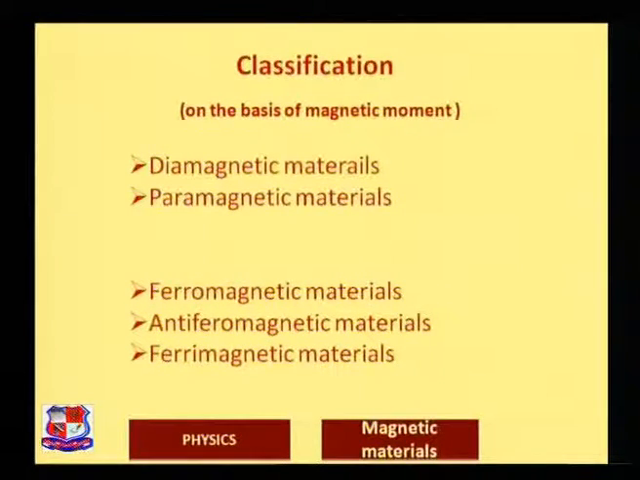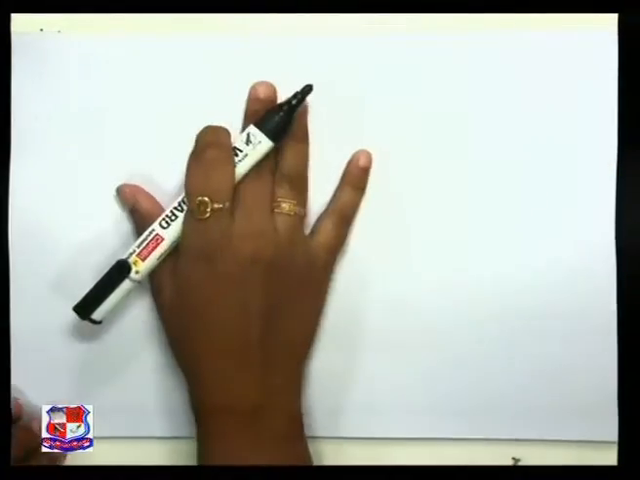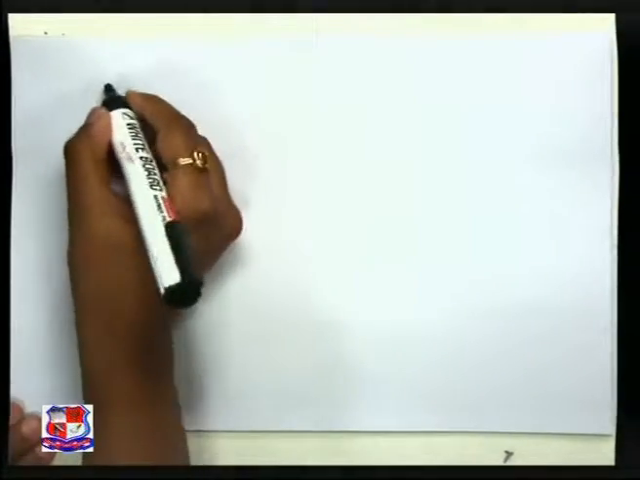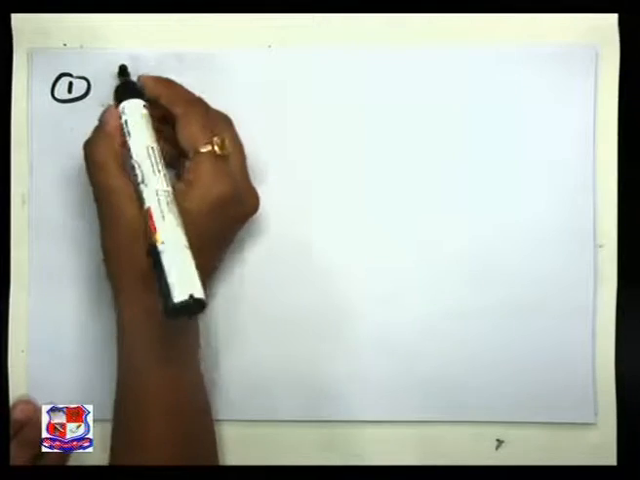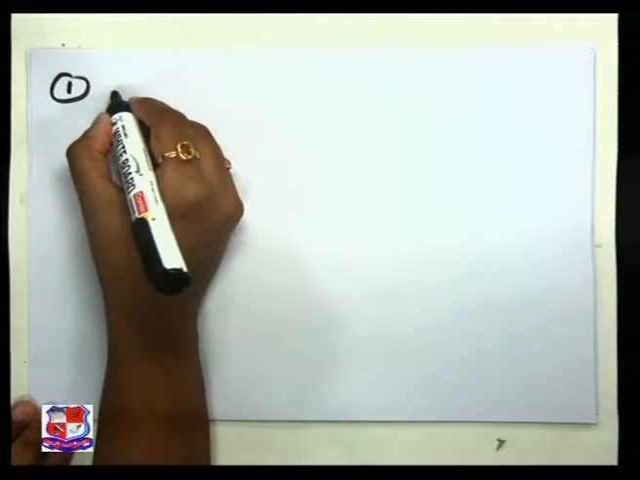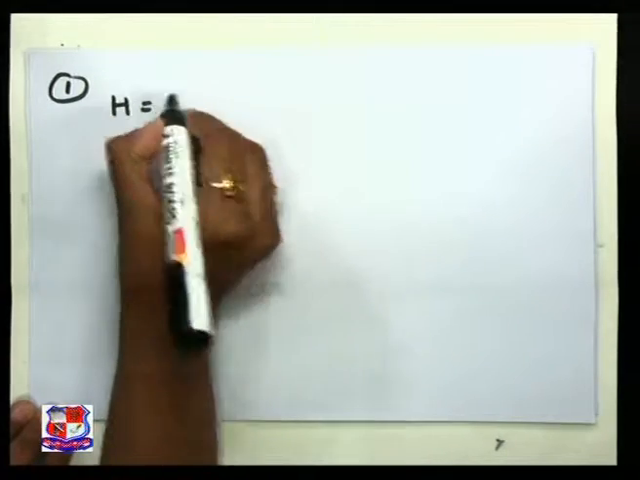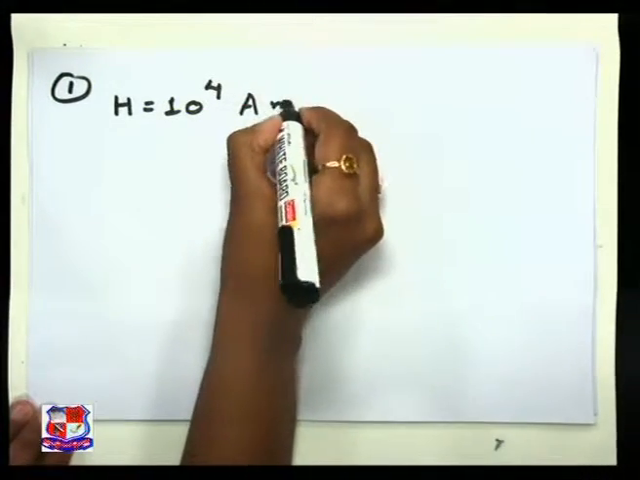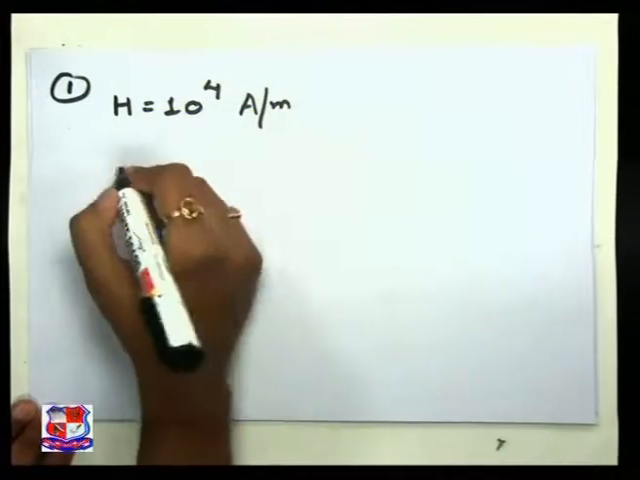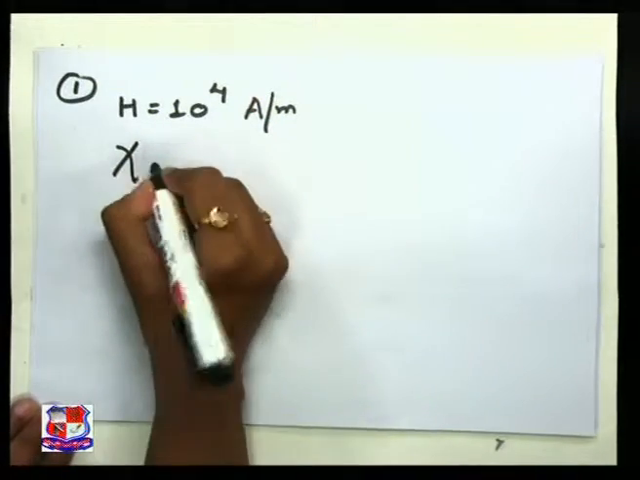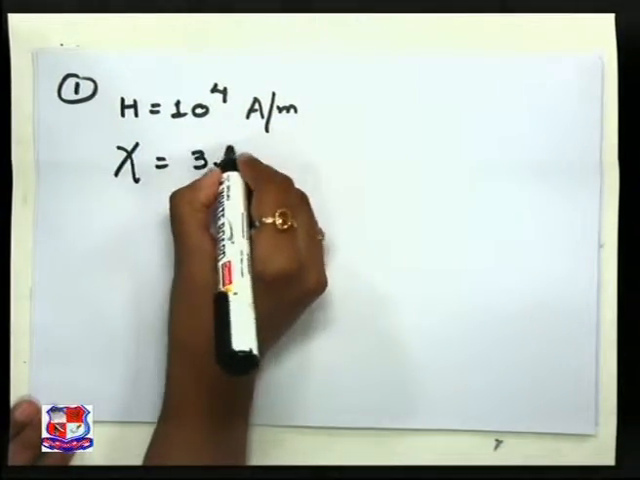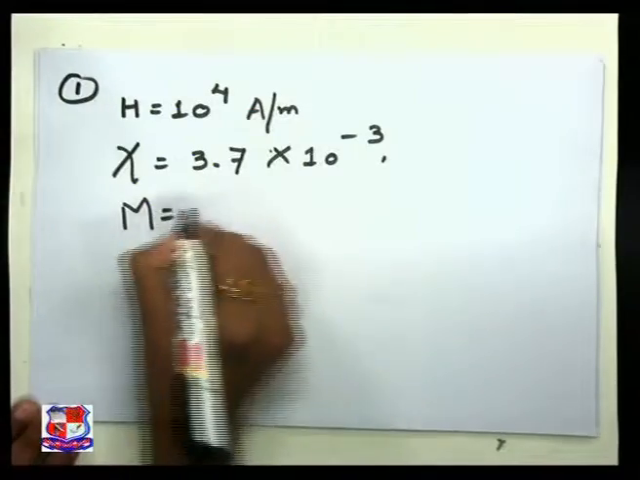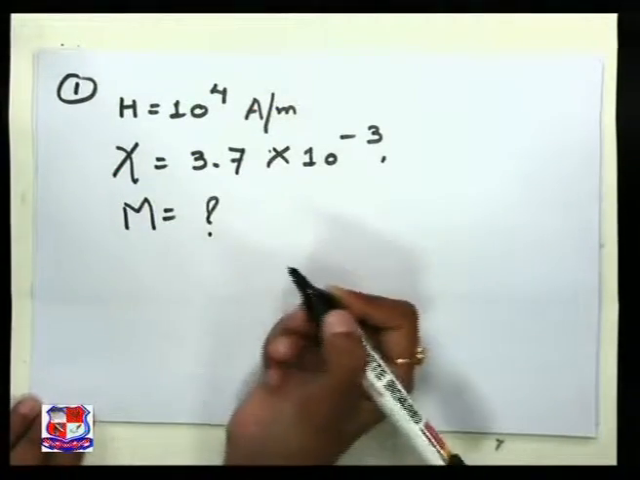We are given data in terms of several magnetic quantities. In the first example, the magnetic field intensity of a paramagnetic material is H, which is 10 raised to 4 ampere per meter, and its susceptibility at room temperature is 3.7 into 10 raised to minus 3. We are asked to find the magnetization.